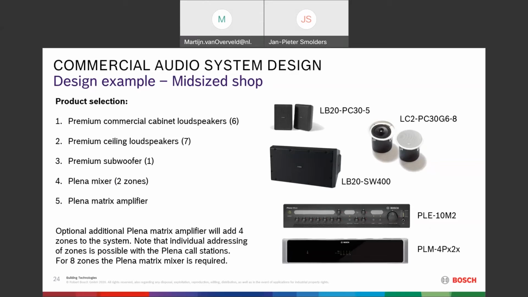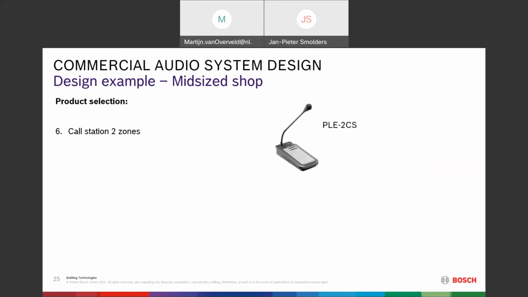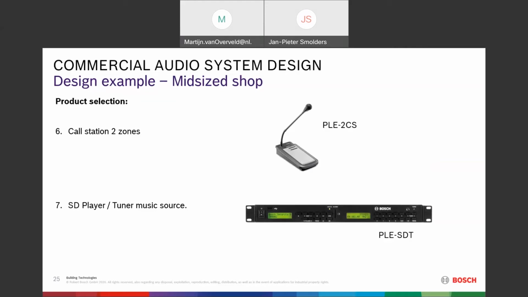Now, if you need more zones, we can add four zones to the system. But be aware that if you want to address all these zones individually, you would need the planar matrix mixer, because there you can connect the 8-zone call station of planar matrix. Now, in this case, we only need to select 2 zones. Initially, we take 2 zones. We can use the planar 2-zone call station for that and connect it to the mixer, and the music source for our background music.